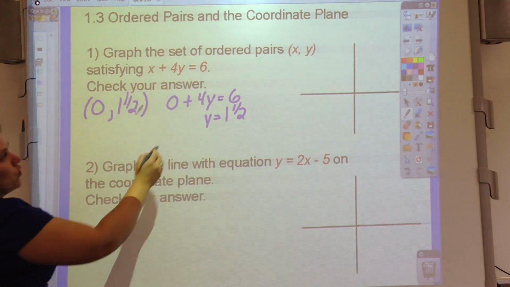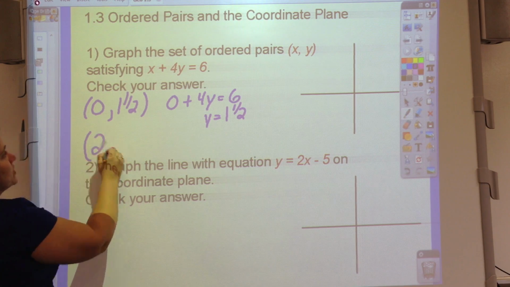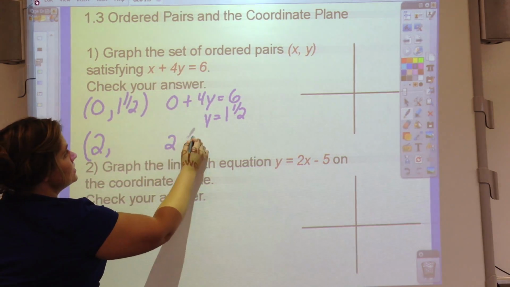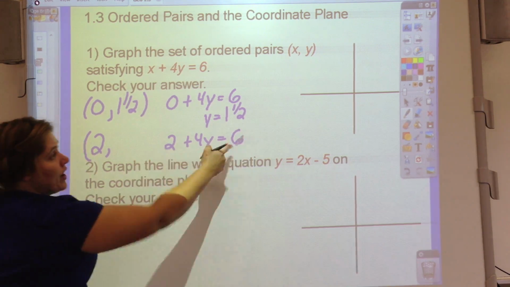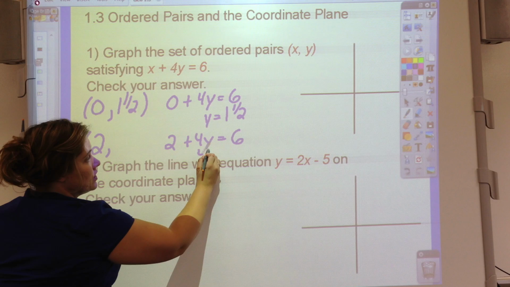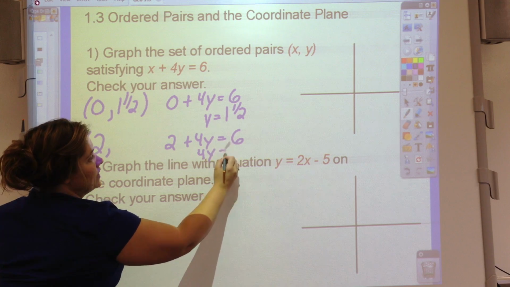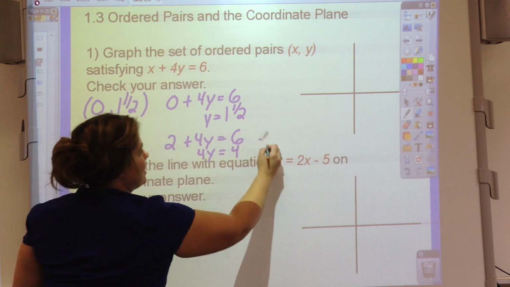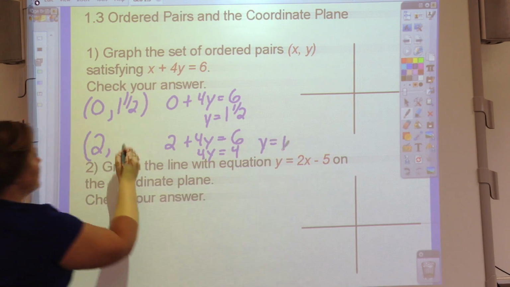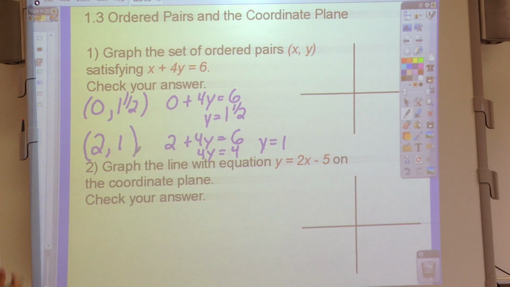Now let's find what y is when x is 2. When x is 2, I would subtract 2 and get 4. Now I have 4y equals 4. Divide both sides by 4, and I get y equals 1. So when x is 2, y is 1.